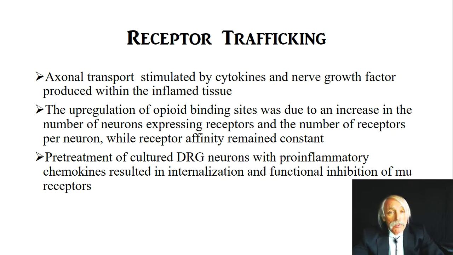So the upregulation of opioid binding sites is due to an increase in the number of neurons expressing the receptor. So you get a proliferation of the neurons themselves, and you also get an increase in the number of receptors per neuron. Okay, so more of the receptors are synthesized: more expression, more transcription, more translation, more post-translational modification, and ultimately targeting of these receptors to the plasma membrane where they work, right?